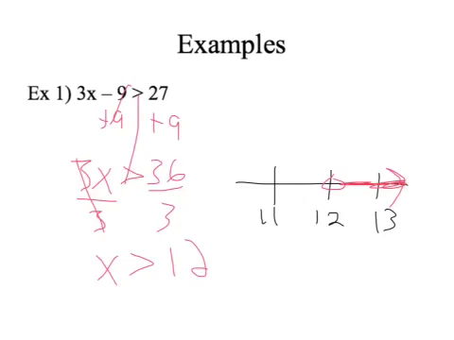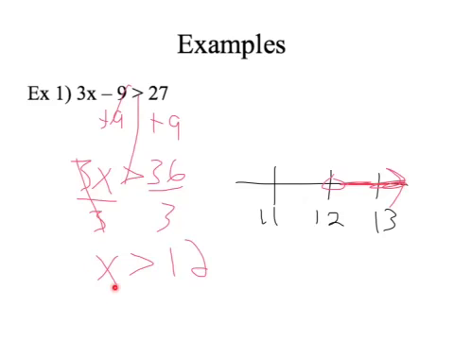A quick way to check to see if you shaded the correct way, this only works if your x is on the left-hand side of the sign. If your variable is on the left-hand side of the sign, whatever way the sign is pointing is the way you shade. So my sign is pointing to the right, so I shaded to the right. Once again, that only works if your variable is on the left-hand side of the sign.